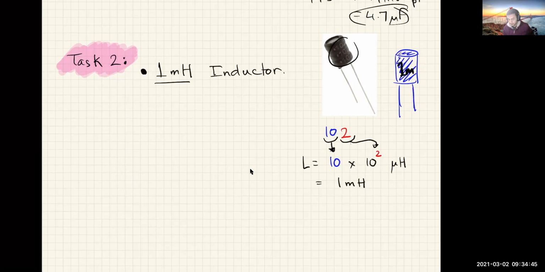It has got three numbers. The first two are the digits of the inductance, and the third is the multiplier. Now, in case of inductors, we express it in terms of microhenries. So 102 will be 10 times 10 to the power 2 microhenries, which is 1,000 microhenries, which is 1 millihenry. Okay. All right.